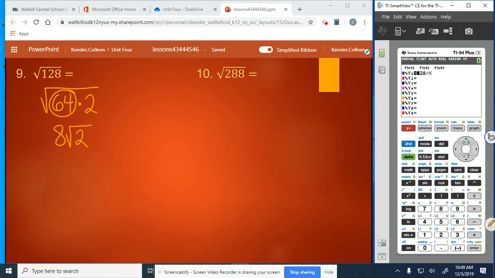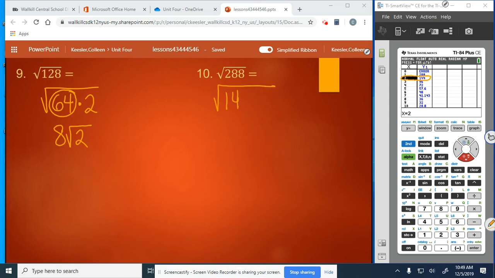Same thing with number 10. Y equals, change that number to 144. Oh, not 144. Freudian slip there. Hopefully you didn't catch it. 288, second graph. So 1 times 288 are factors of 288. 2 and 144 are factors of 288. And right away, I recognize that 144 is a perfect square. There's my Freudian slip. I had that in my head before. That's why I said it out loud. Okay, so I change this to square root 144 times 2. 144 is a perfect square. Its square root is 12. So my simplified answer is 12 square root 2, or 12 radical 2. All right, let's keep going.